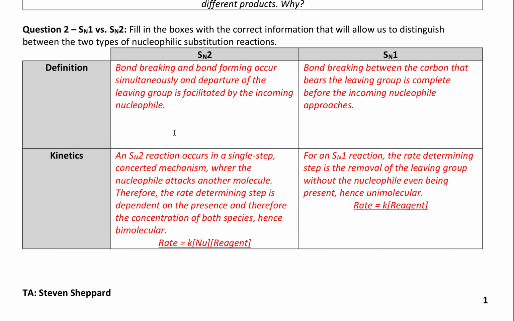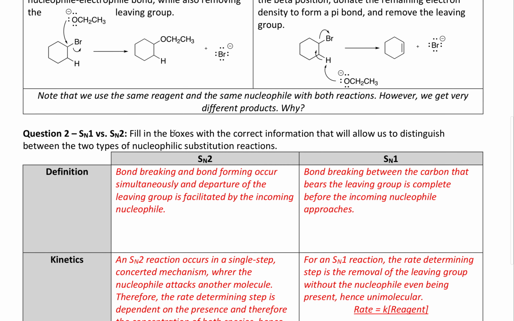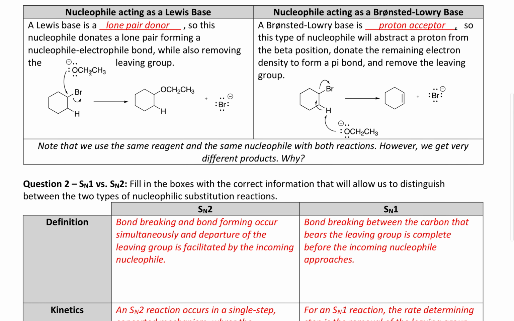Okay? And this only happens when the nucleophile is present. So let's just look at this picture again. This nucleophile comes in, forms a bond, while also breaking that bromine bond. So that's what it means by bond breaking and bond forming at the same time. And this only happens, obviously, when this nucleophile is present. Okay? That's an SN2 reaction.